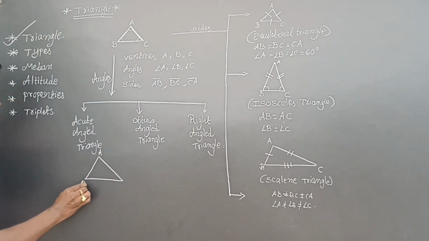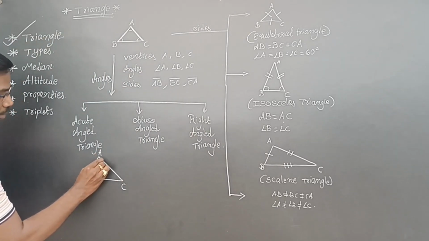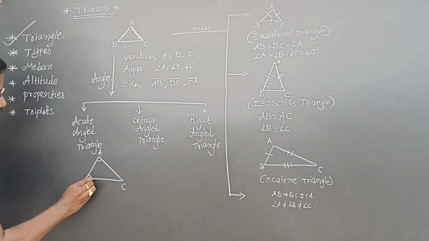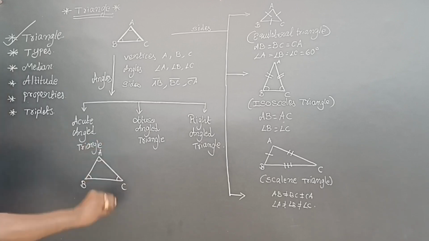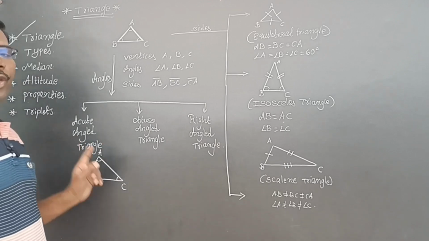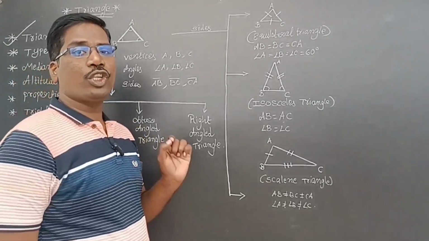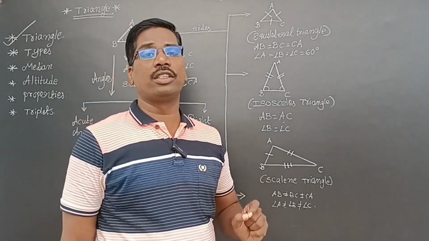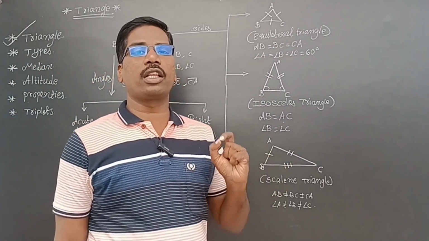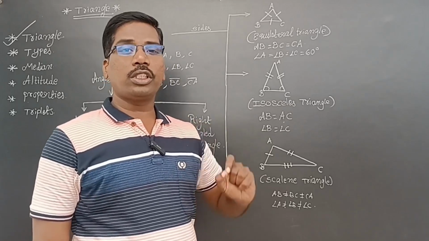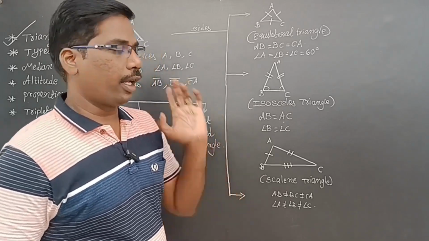See, this is ABC triangle. This is below 90 degrees. This is also below 90 degrees. This is also below 90 degrees. So that's why this is called acute angle triangle. A triangle in which all angles are acute angles, means below 90 degrees and greater than 0 degrees, those triangles are called acute angled triangles.